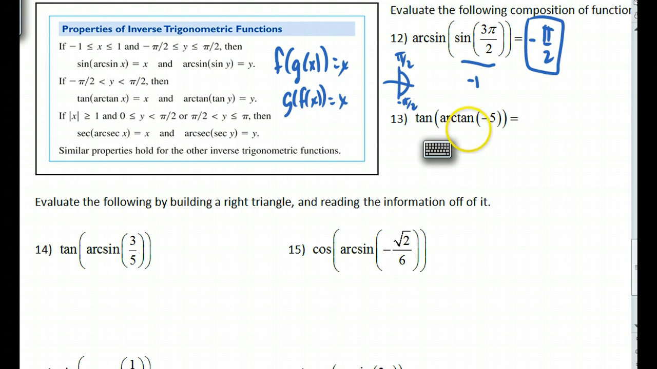Now this one is a little bit better, because arctan of negative 5, and then the tangent of that would just be negative 5.